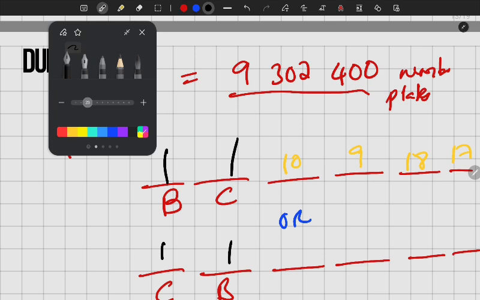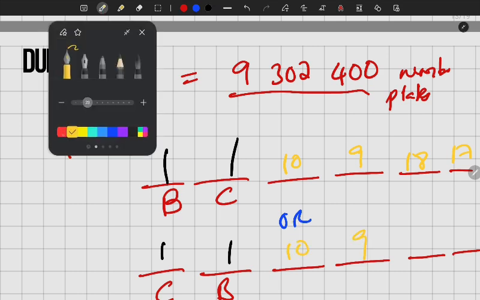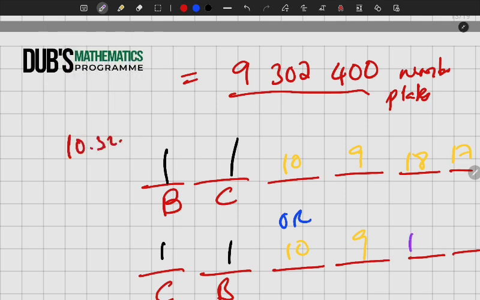And also have 10, 9, and 18, 17. So what we do, we just multiply these now.